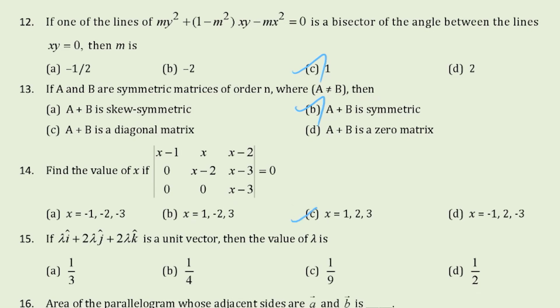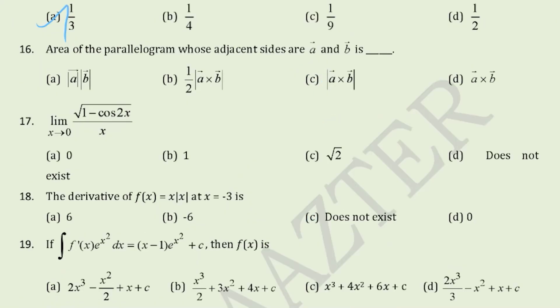Answer is option C. Next, if lambda i cap plus 2 lambda j cap plus 2 lambda k cap is a unit vector, then the value of lambda is. Answer is option A. Next, area of the parallelogram whose adjacent sides are a vector and b vector is. Answer is option D. The next, limit x tends to 0 root 1 minus cos 2x by x. Answer is option C. Next, the derivative of f of x equal to x into modulus x at x equal to minus 3 is. Answer is option A.